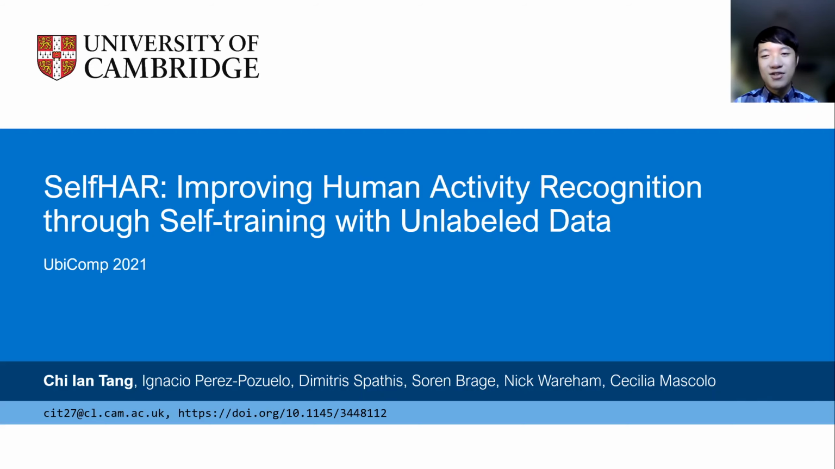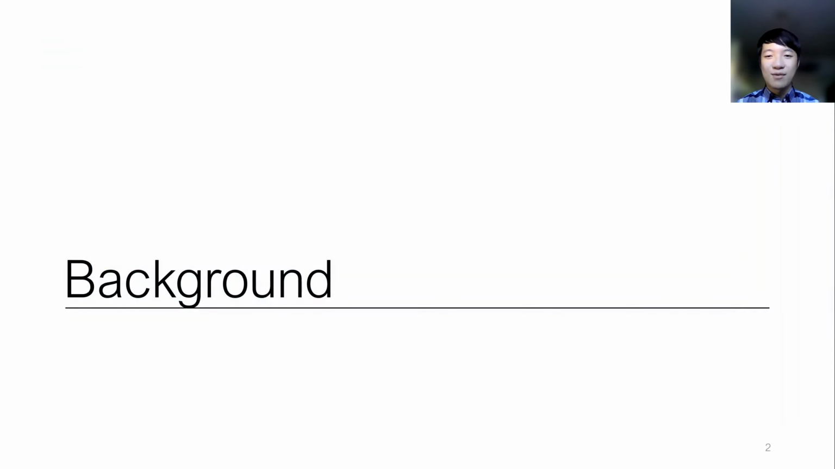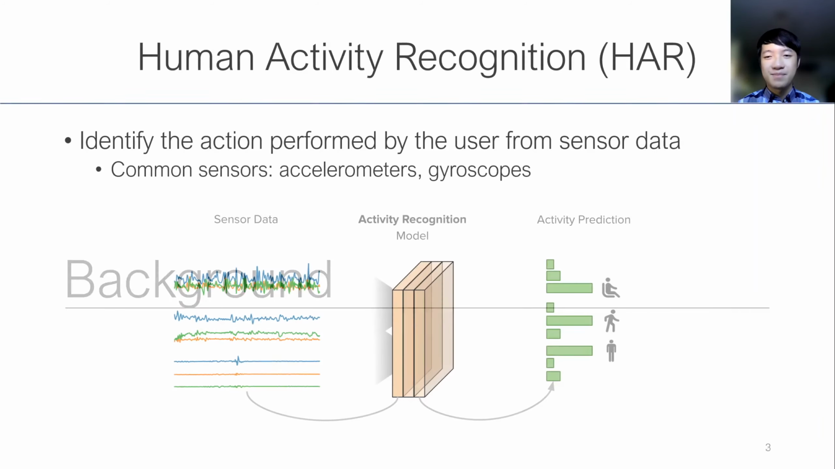Welcome to my presentation on improving human activity recognition through self-training with unlabeled data using a novel method called SelfHAR. This work is a collaboration between different researchers from the University of Cambridge. To begin, I would like to give some background.